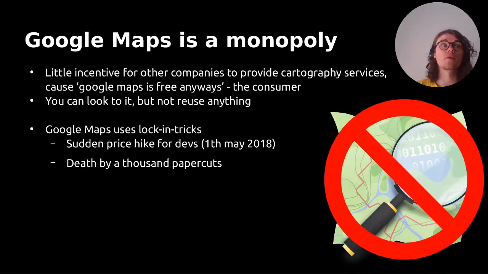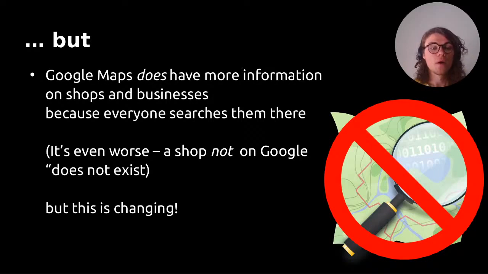Google Maps is also a bit of a monopoly. Luckily, that's breaking down in the last few months and years. But there is little incentive for other cartography services to keep making maps. Not to mention that there is quite some lock-in. Now, OpenStreetMap is catching up. Luckily, Google Maps still has some more information about venues and shops, but OpenStreetMap is catching up rapidly.